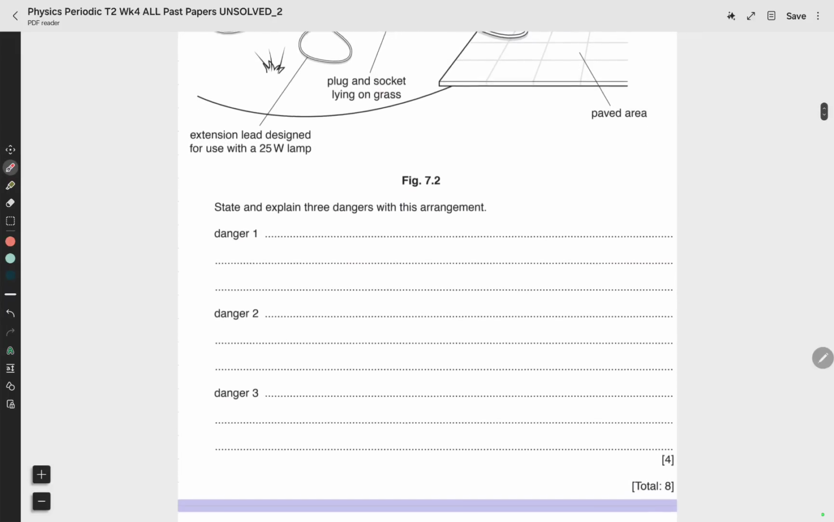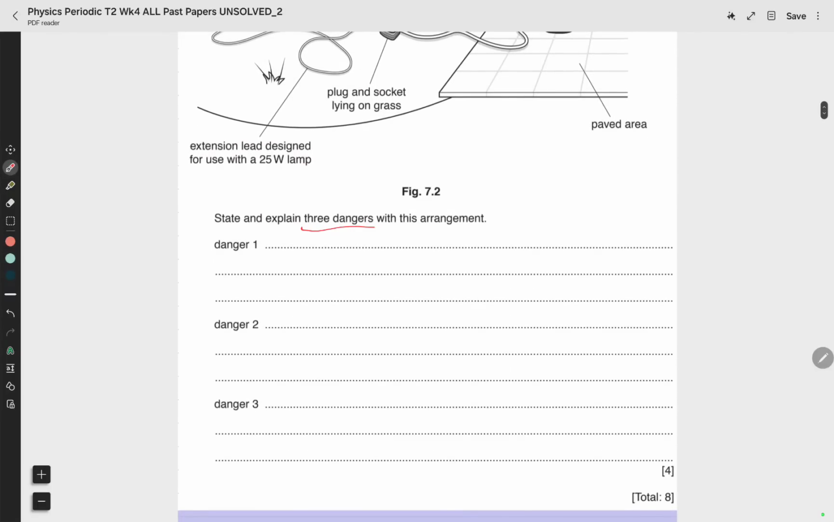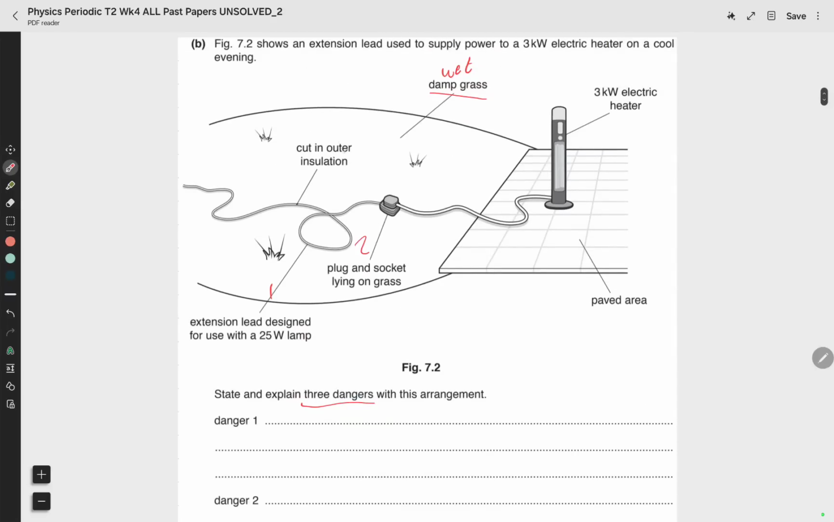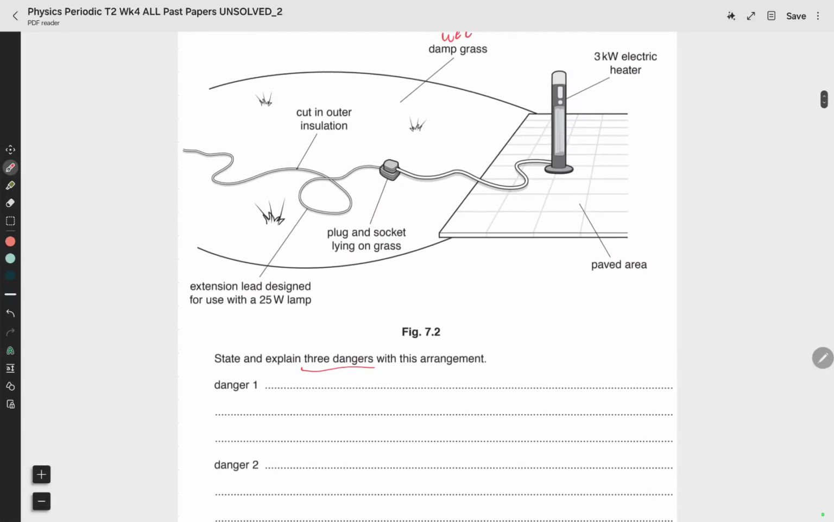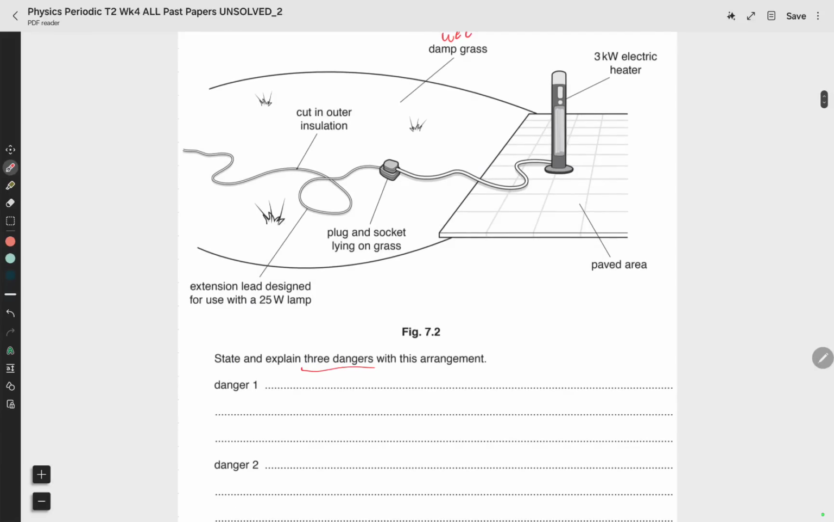State and explain 3 dangers with this arrangement. Obviously, they're telling you 3 dangers, and they gave you 1, 2, 3, 4, 5, 6. So I don't think there are 6 possible answers, but I'm pretty sure you can get 3 very easily. From what I can see right now, the extension lead is designed for use with a 25-watt lamp, but this is 3 kilowatts. So obviously the first thing I'm going to see is this is wrong, right? The second thing I'm seeing is the cut in the wire.